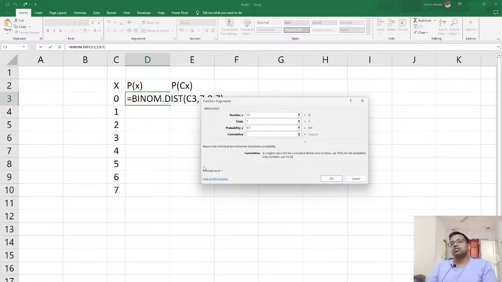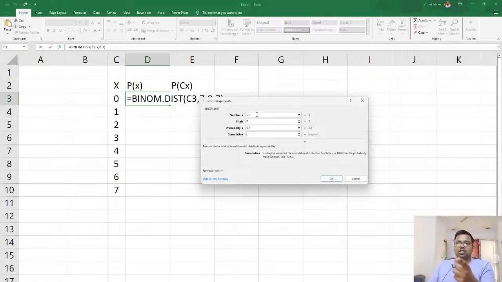Here it is now asking for cumulative. The explanation written here is not exactly in this context, and if you read it, you won't get a clear idea. When it's the probability mass function, it is going to calculate the density, not add. When you fix it as true, it will calculate the cumulative function. The difference between density and cumulative is that density will calculate for the number itself that you have given in the numbers column.